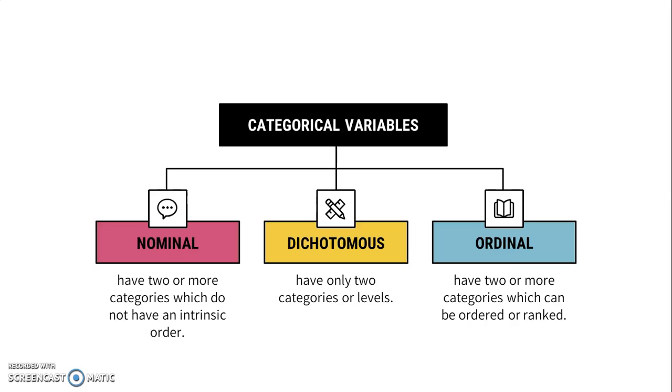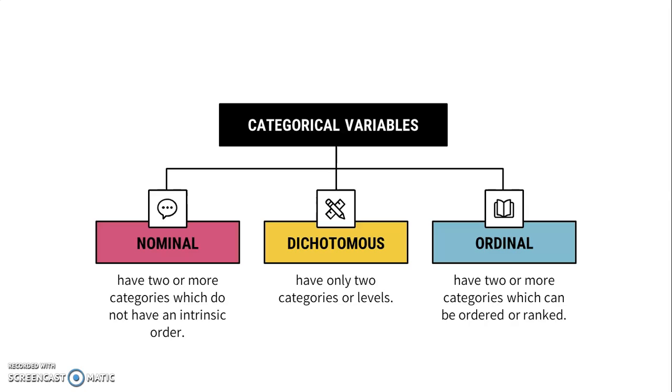Well, the next one is dichotomous or binary variables. This type of variable has only two categories or levels. These variables list two distinct, mutually exclusive choices. Examples of dichotomous or binary variables are true or false questions, yes-no questions, and others that have two categories.